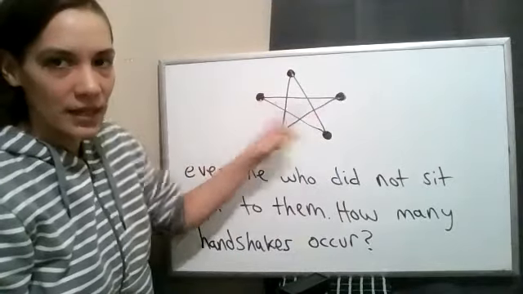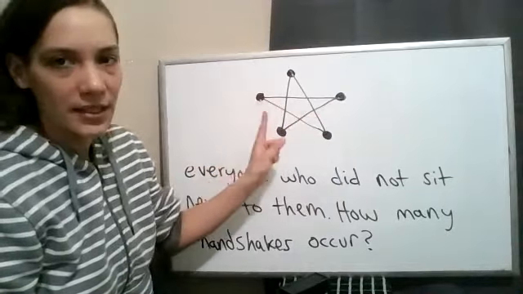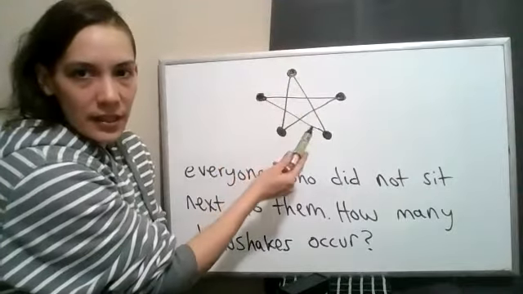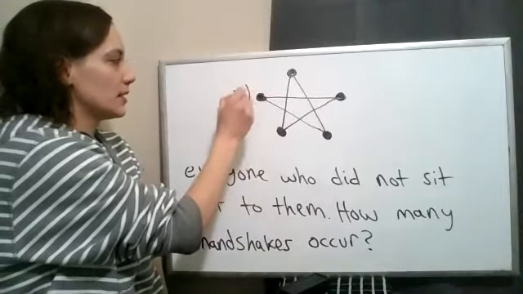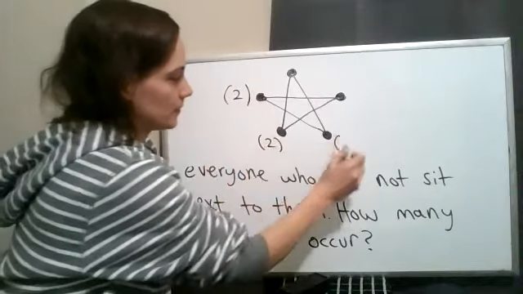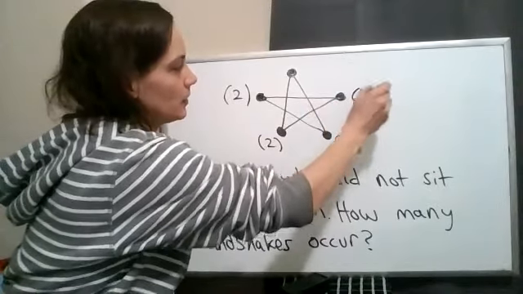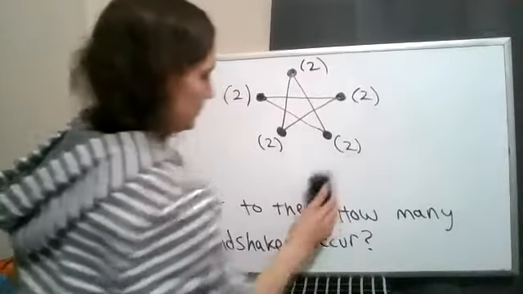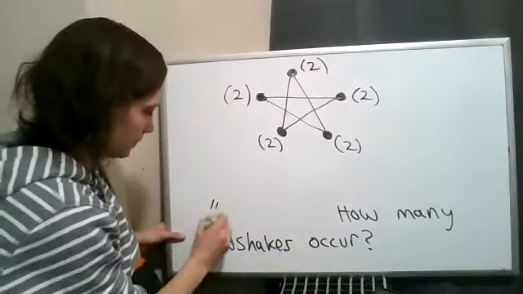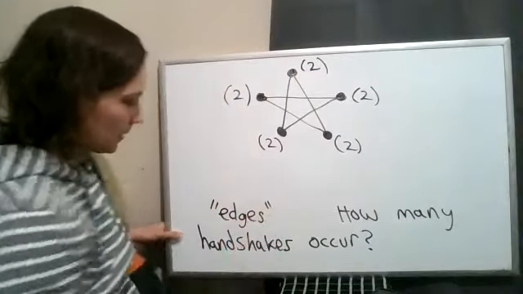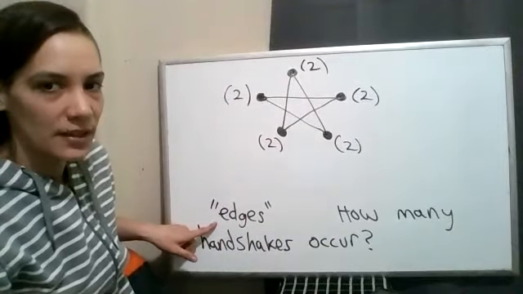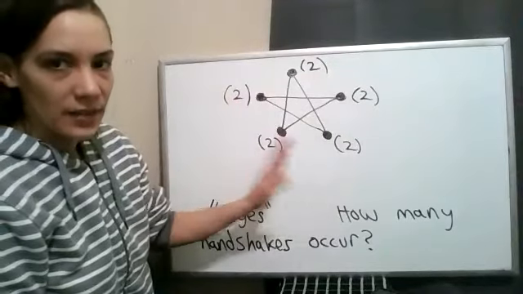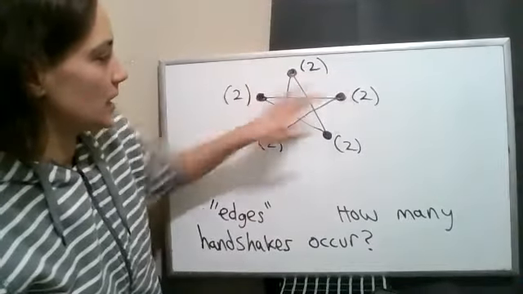Now we want to see how many connections, which is going to tell us how many handshakes. So to get the number of edges, let's add all of the degrees together. It's degree 2. That's 2. So for handshakes, it's kind of like how many edges are there? So we'd find the number of edges by adding all of the degrees together and dividing by 2. So it'd be like 2, 4, 6, 8, 10.